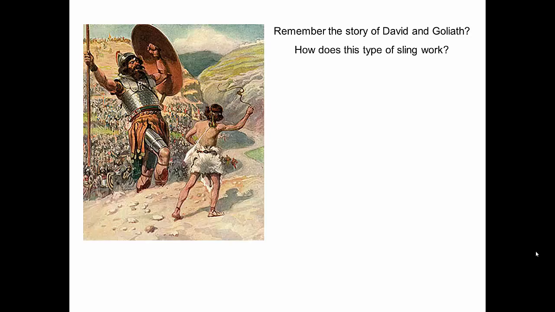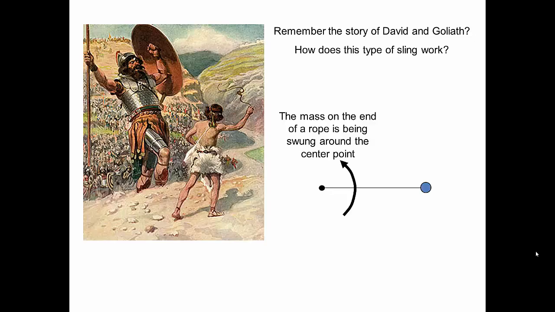Remember the story of David and Goliath? David slew Goliath with his sling. How does this type of a sling work? Well, David spun the sling above his head and then at the right moment let go of one end of the sling, releasing the rock, which flew in a straight line until it struck Goliath in the forehead.